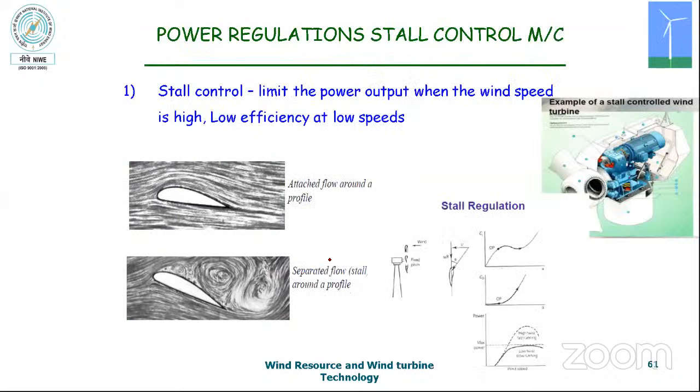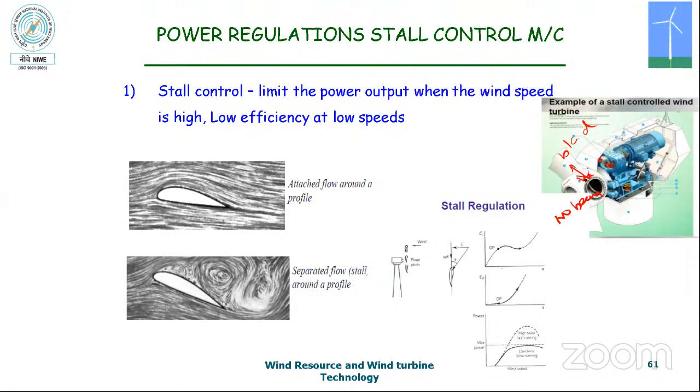This is the stall control machine. In the stall control machine, you can see here, this is the hub, this is the blade, right? The blade is firmly fixed on the hub. There is no bearings between hub and blade. There is no bearings, right? So this is the way it has been connected.